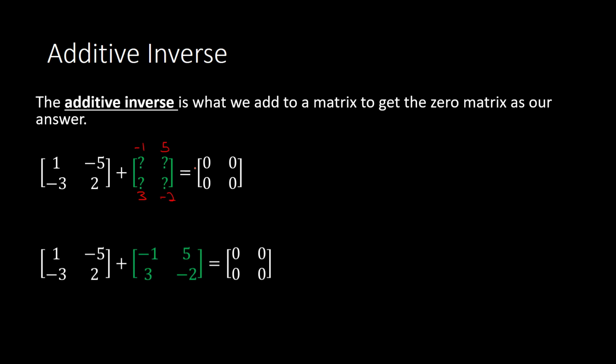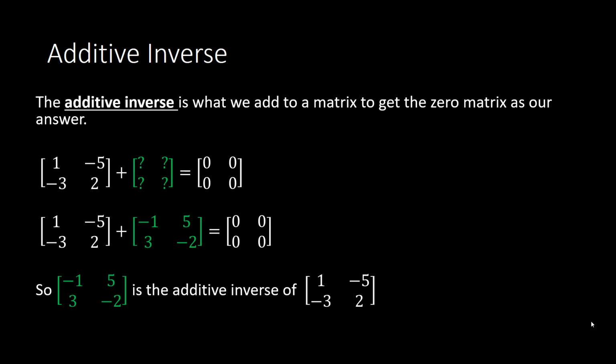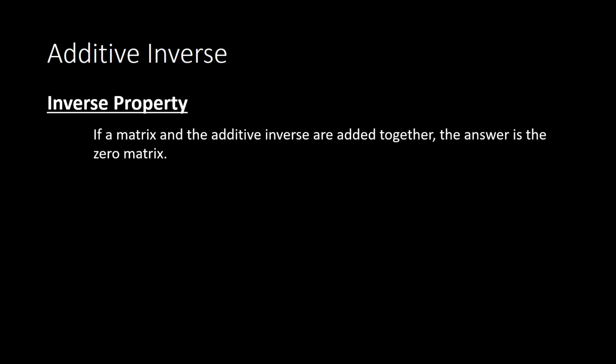So the additive inverse would be this matrix here in green. And basically all we're doing for the additive inverse is we change the signs of the original numbers. So positive 1 becomes a negative 1, the negative 5 a positive 5, and so on. So this matrix would be your additive inverse. And this whole concept is what we call the inverse property. The inverse property basically just says that the additive inverse exists. Or in more specific terms, if a matrix and the additive inverse are added together, the answer is the 0 matrix.